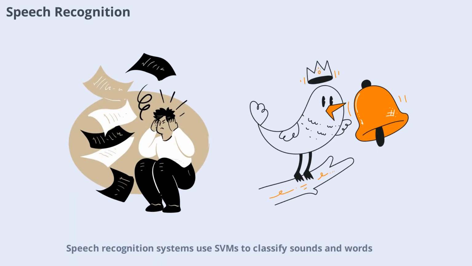Speech recognition systems use SVMs to classify sounds and words. By analyzing audio features, SVMs can distinguish between different speakers, languages, or commands. This technology powers virtual assistants, transcription services, and voice-controlled devices.